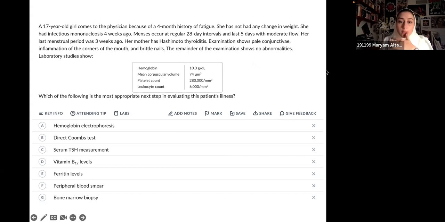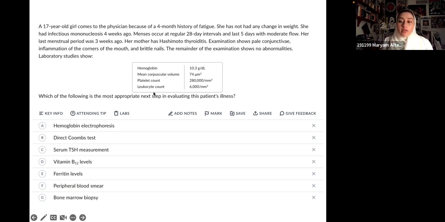So first thing, it's a 17-year-old girl. So she's a young female. Her menstrual cycle is a bit heavy because she has moderate flow for 5 days. Okay. And on examination, she has pale conjunctiva, which is what we call pallor, inflammation of the corners of the mouth, so angular stomatitis here, and brittle nails. So now we can see, okay, she might have features of anemia. Now we got to shift our mindset to differentiating the types of anemia based on her lab results.